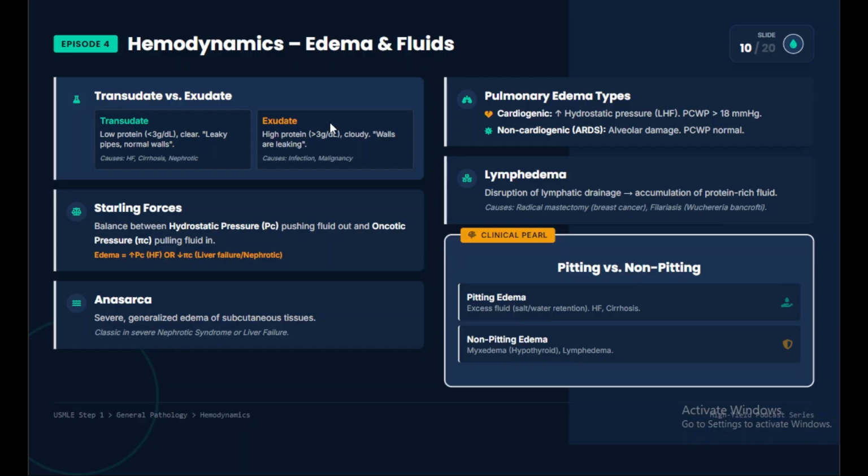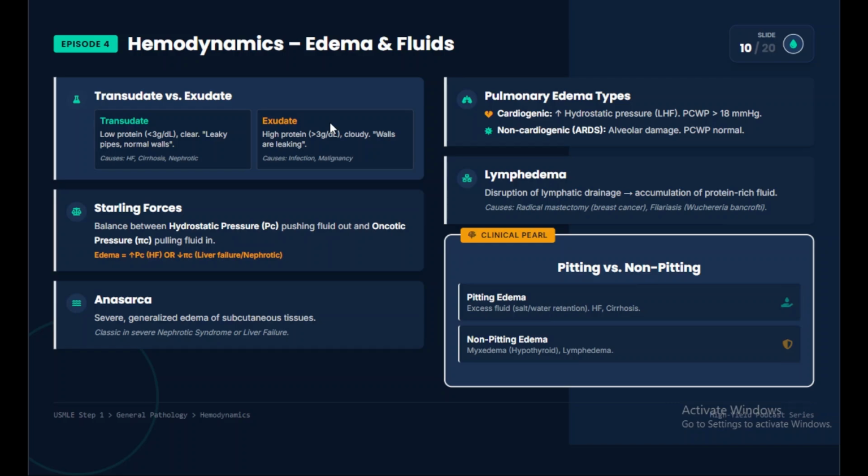It has low protein. It is a clear fluid. Low protein means less than 3 grams per dL. So think pipes, leaking, walls are intact. And the common causes of transudate are heart failure, increase in hydrostatic pressure; cirrhosis, decrease in plasma protein; and nephrotic syndrome, in which the plasma proteins leak out of the body through the urine.